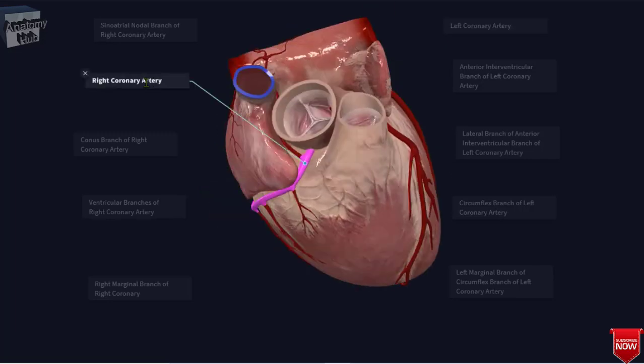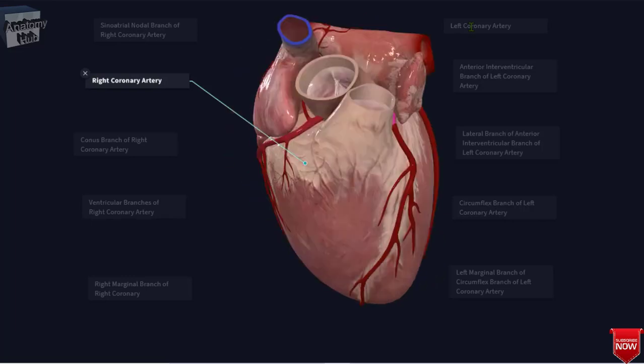Both the left and the right coronary arteries arise from the left and right aortic sinus, that you can see here within the aorta. The aortic sinuses are small openings found within the aorta behind the left and right flaps of the aortic valve. So when the heart is in relaxed position, the backflow of the blood fills these valve pockets, therefore allowing the blood to enter into the coronary arteries.